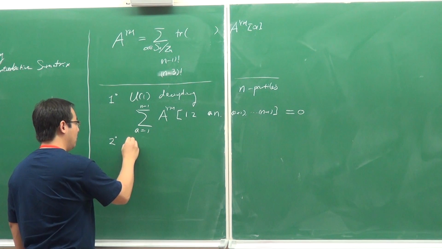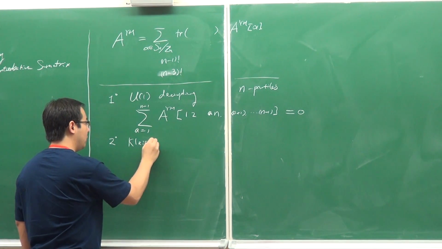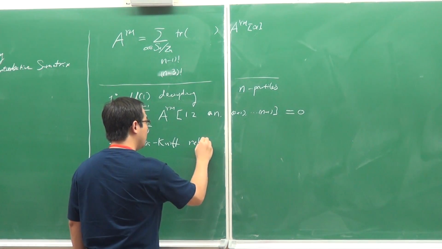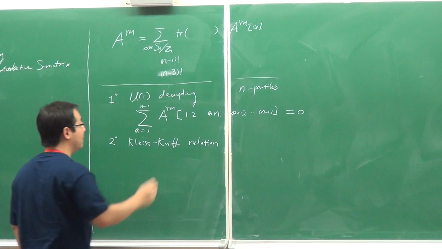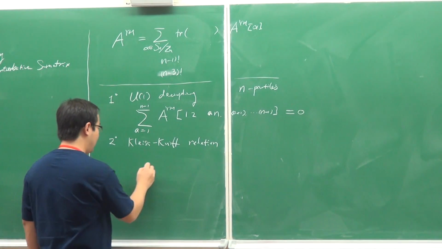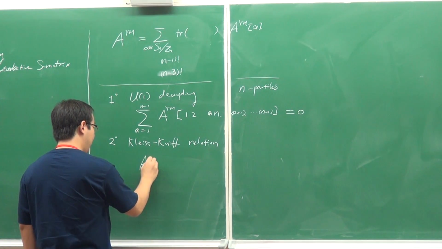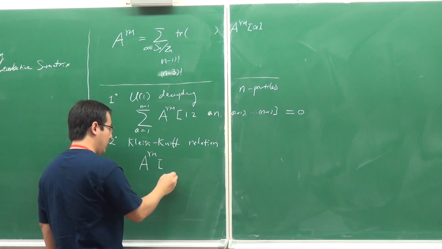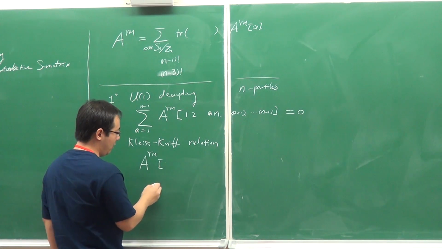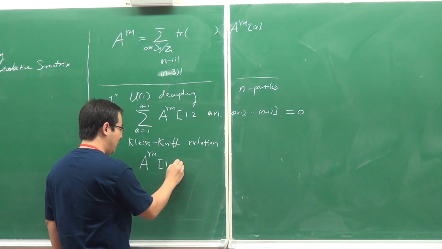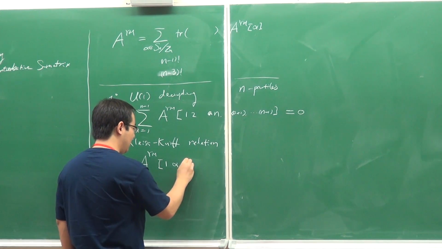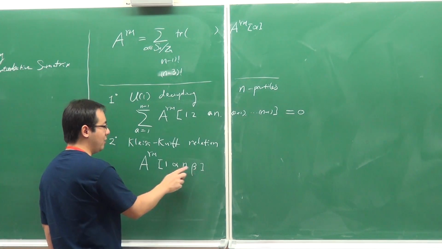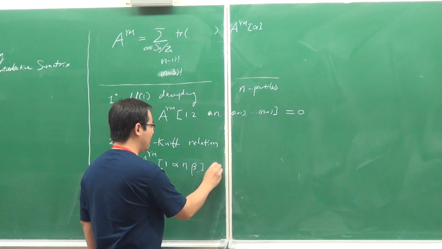Another one, which is also well known, is the so-called Kleiss-Kuijf relation, which is sort of a generalization of the U(1) decoupling identity, which asserts that if you have this partial amplitude, and if I write the label as 1, then some alpha, then I put the label n, then some sequence of labels beta. Here alpha and beta denote some sequences of labels.